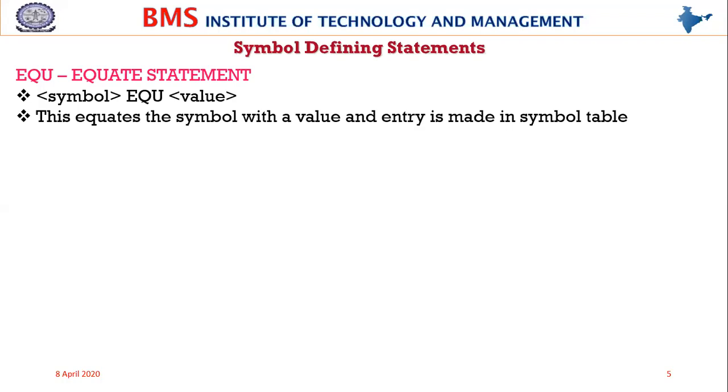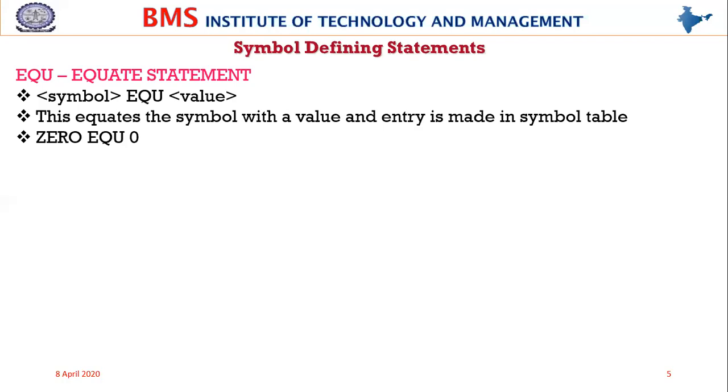You can define a symbol and assign it a value. So the type of the symbol will depend on the value that is being allocated. Either it is an integer or it may be a character. So for example, here 0 EQU 0. The first 0 is the name of the symbol, EQU, and its value now I am assigning is 0.